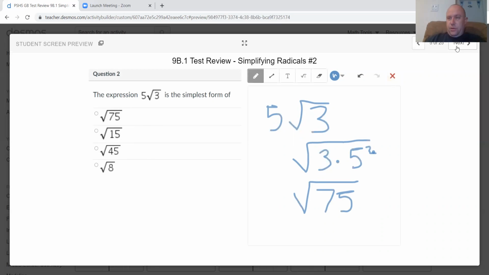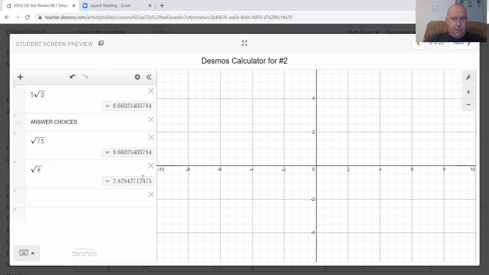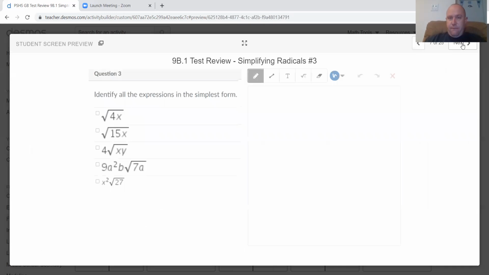Now, one other way I can try this question is you can type in the question, and then type in all of the answer choices just to be safe, and then look at the decimal equivalent. So 8.6, 8.6. Anything that's not 8.6, then I know that this is a wrong answer. And then you can also find the answer that way as well. So that's a very useful technique for when you're taking a test.